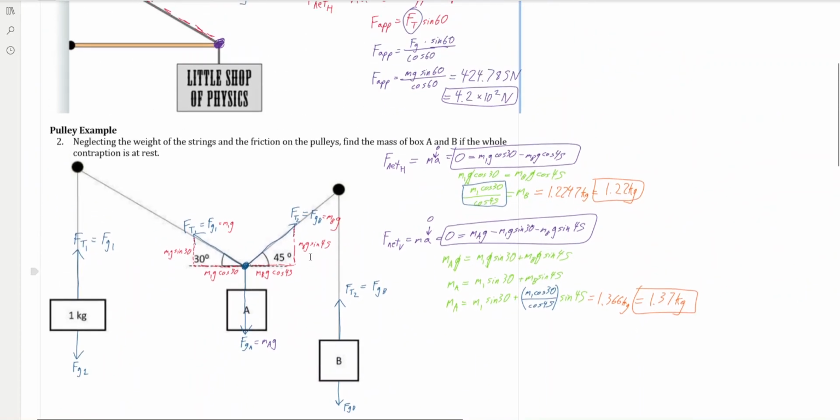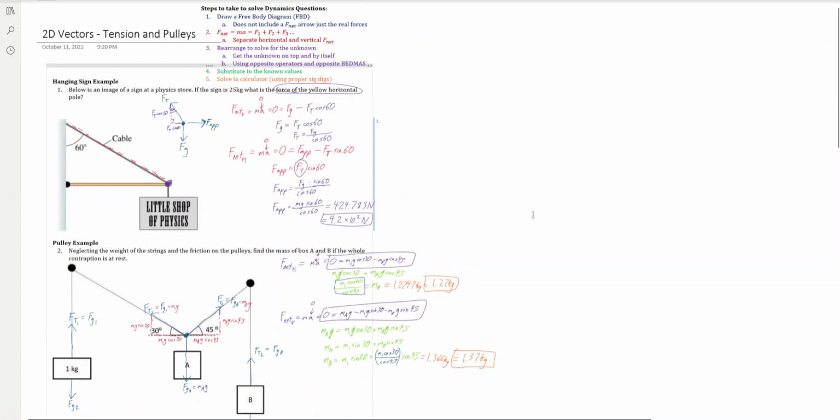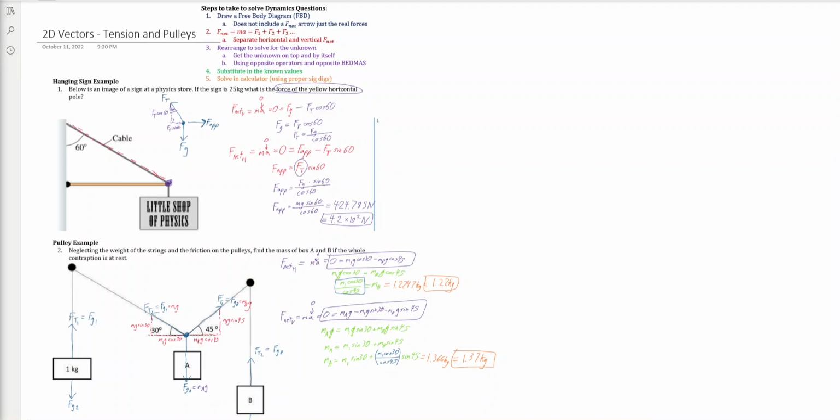All right, so here's the pulley example. Here is basically 2 different tension examples and 1 pulley example. I hope this video helps you understand how to solve dynamics questions, but especially 2-dimensional dynamics questions. All right, hopefully this video helps, and good luck.